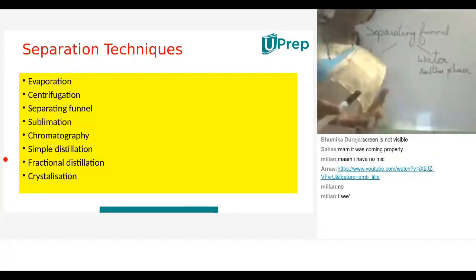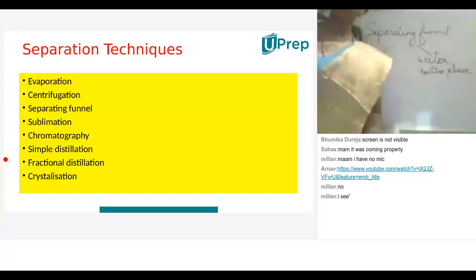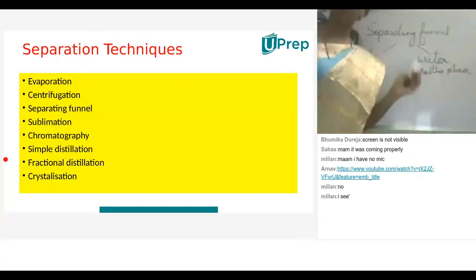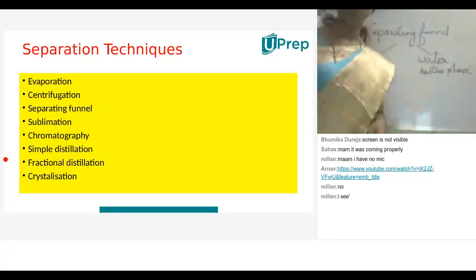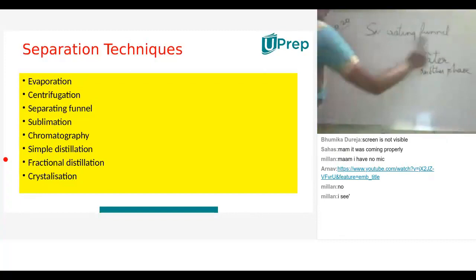If we go with the filtration process, both will pass through the filter paper. Even centrifugation is not possible because both are in liquid state, and evaporation is also not possible. Why? Because both have their own boiling points. So definitely we go with the separating funnel.